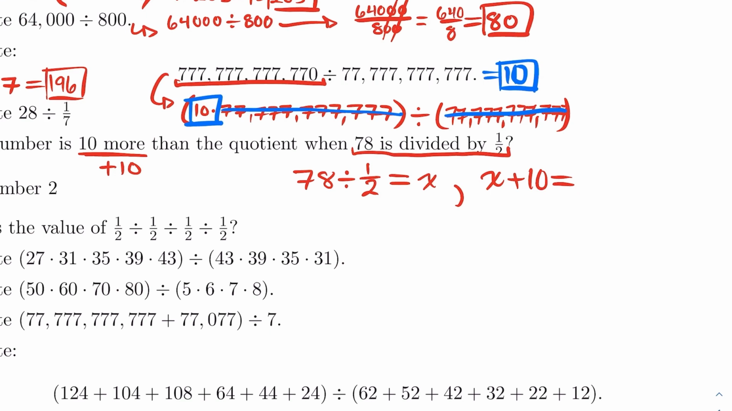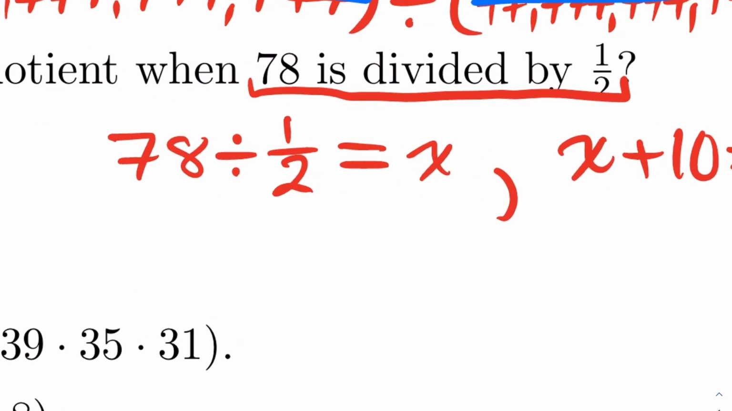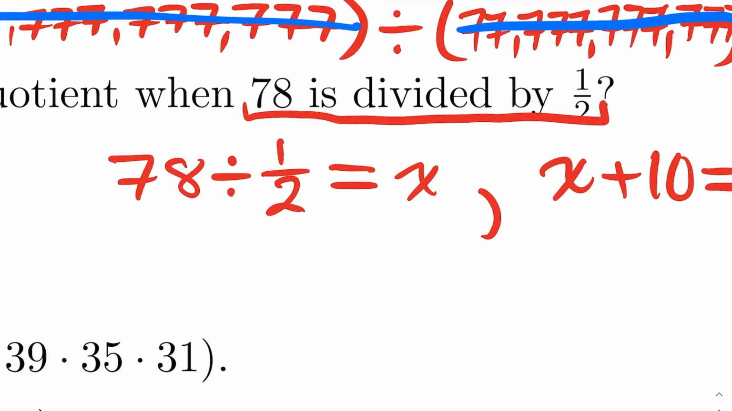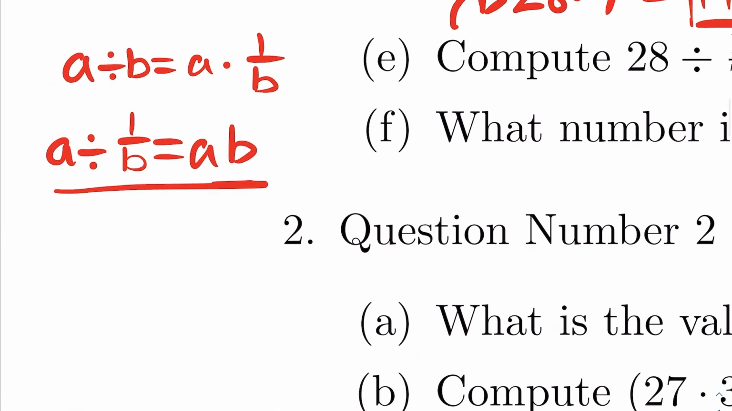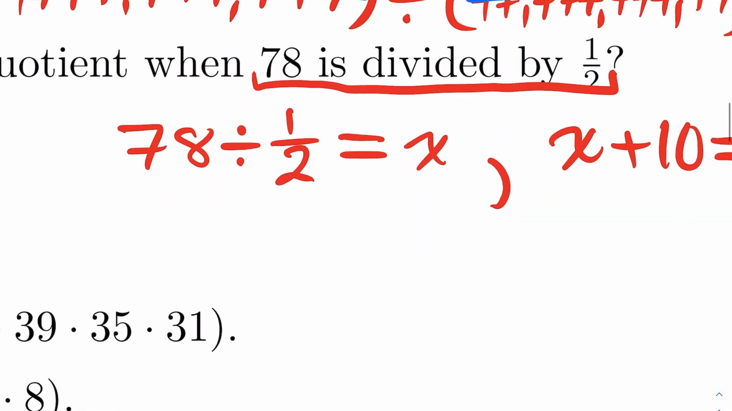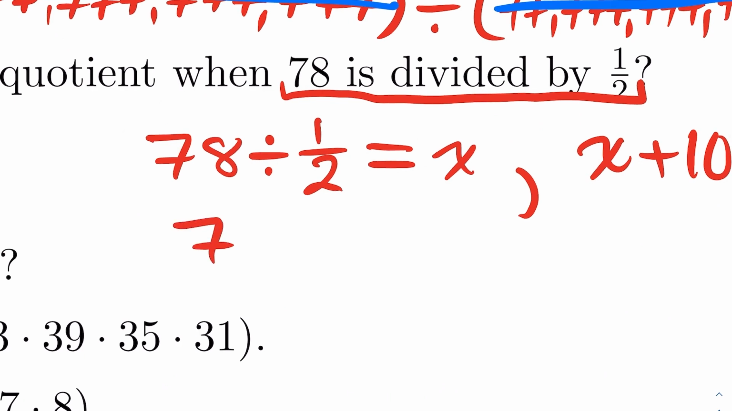So first, let's find x. So we do 78 divided by 1/2. Well, if we remember our reciprocity property with division, which is right here, we can go ahead and say this is actually equal to 78 times 2. And that is 78, not 72, times 2, which is going to be 140.